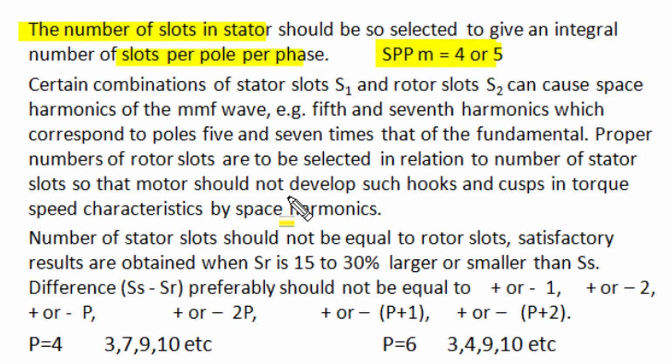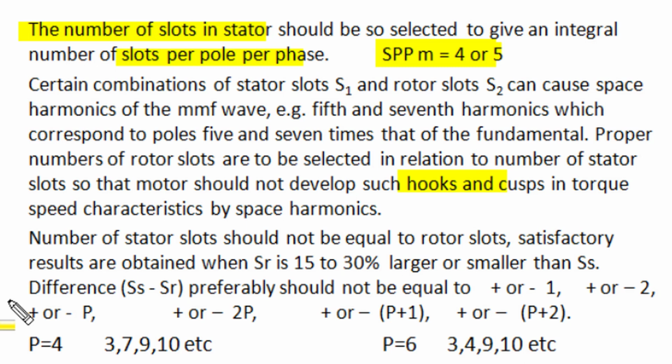Now, certain combinations of stator slots and rotor slots can reduce 5th and 7th harmonics, and if 5th and 7th harmonics are reduced, then we won't have MMF with 5 or 7 times the number of poles of the fundamental. The proper teeth profiles and number of slots in stator and rotor also reduce hooks and cusps up and down in the flux MMF in air gap space and avoid space harmonics.